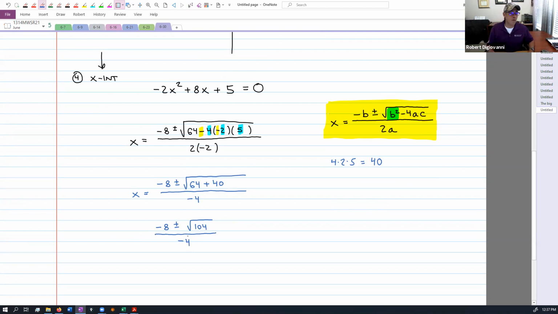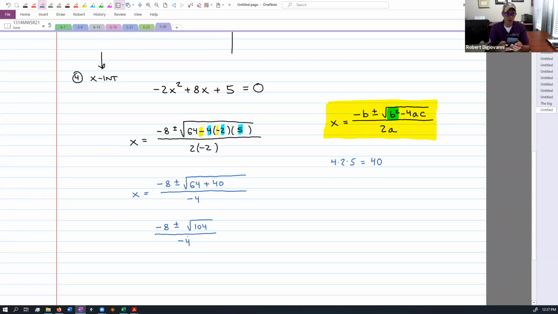Square root of 104 is not a number that anyone here should know. If it said square root of 100, then of course you can say, oh, 10. 10 times 10 is 100. But we don't know what the square root of 104 is, so we need to use our calculators. So please, if you have your calculator, make sure that you can get this.